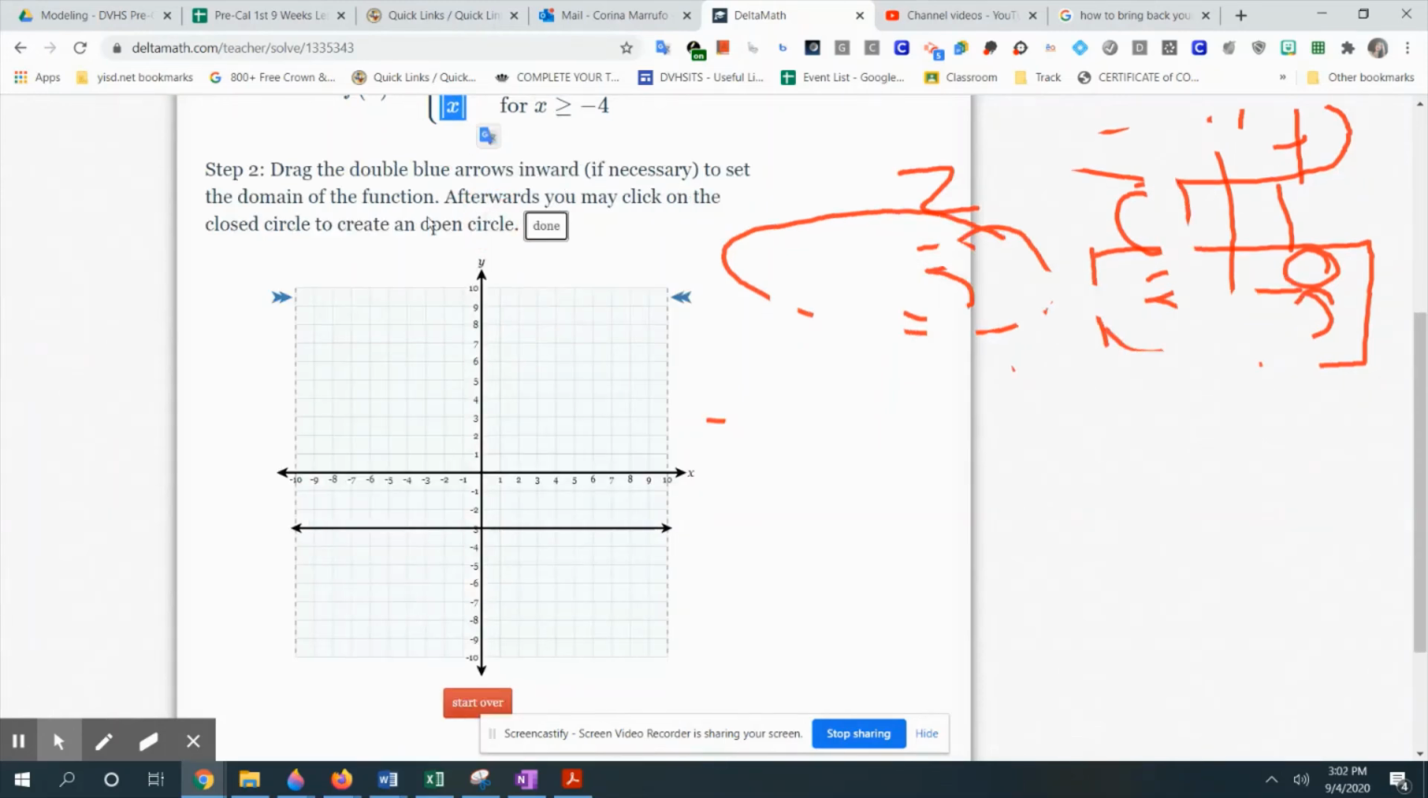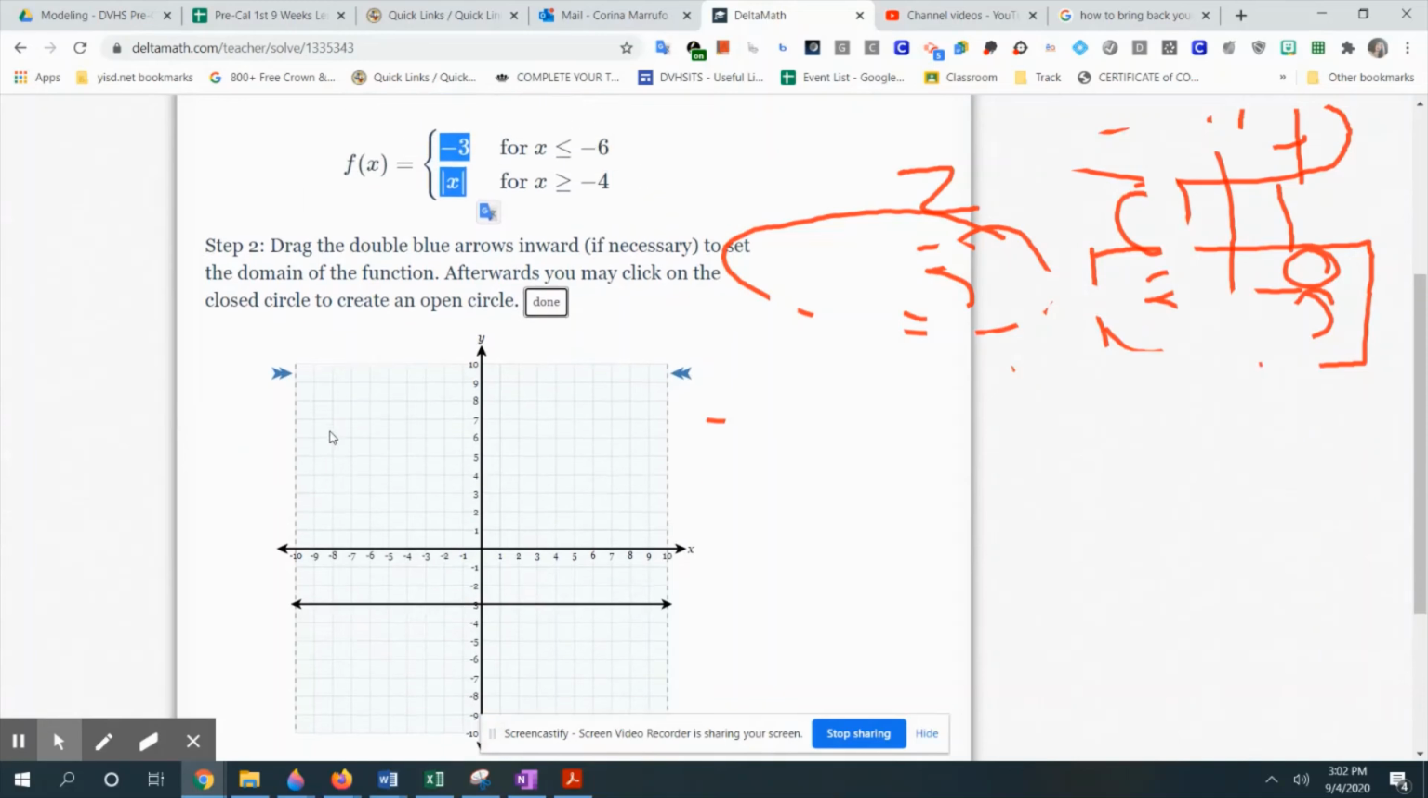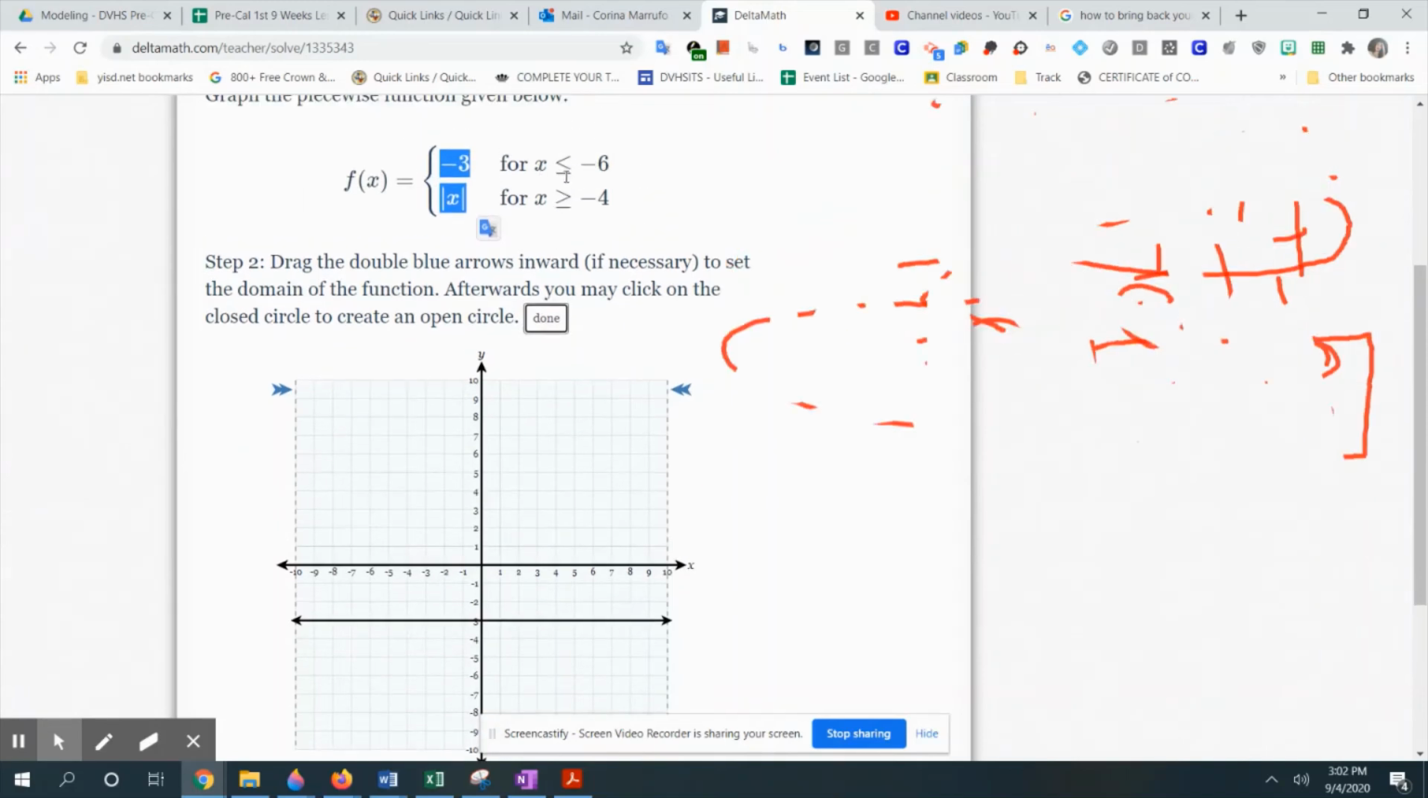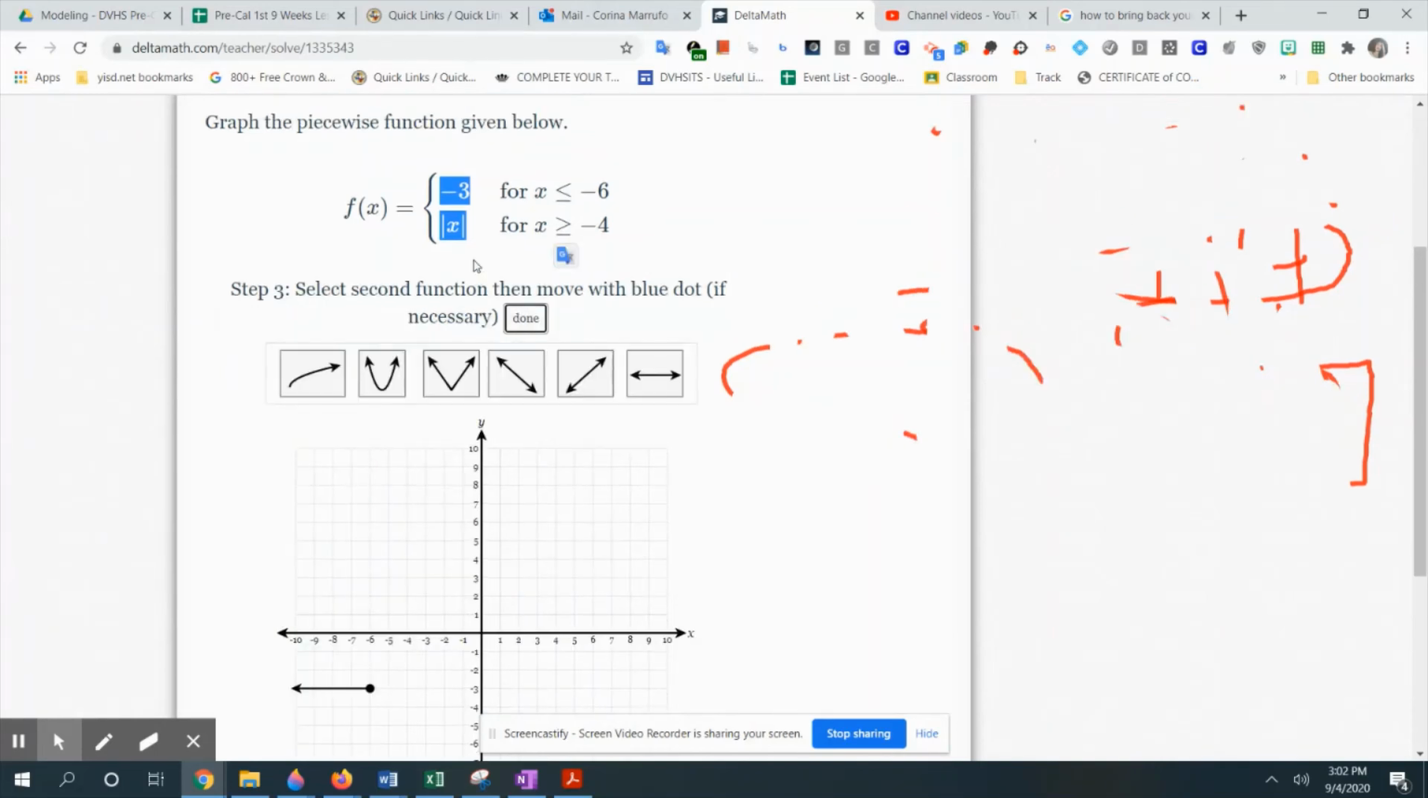Okay, now we need to put the boundaries on it. So here it says less than or equal to -6. So we're going to go ahead and push this all the way up to -6, and it's all the numbers that are less than. So these are the numbers that are less than on this side. It does have an equal to sign, so we don't have to change this little dot, and then we're going to click done. Now let's move to the next section.